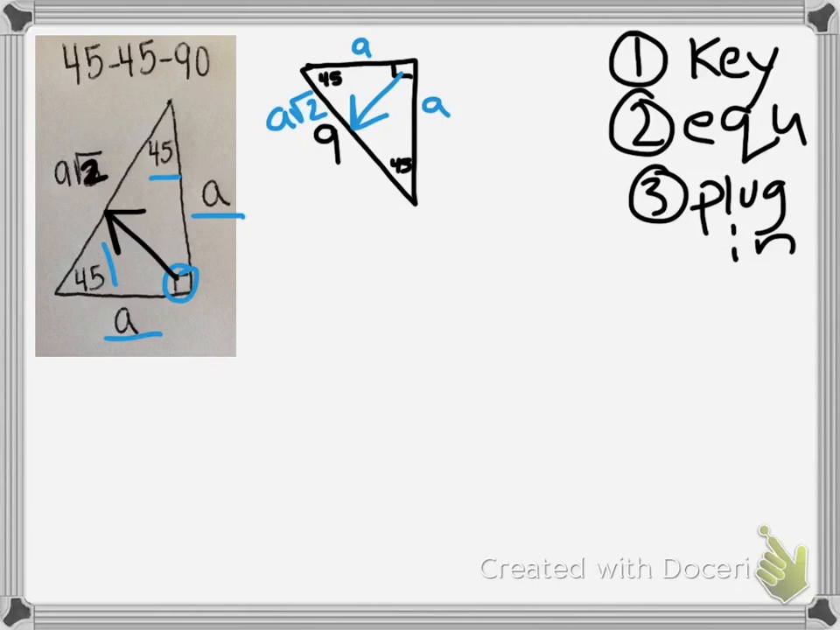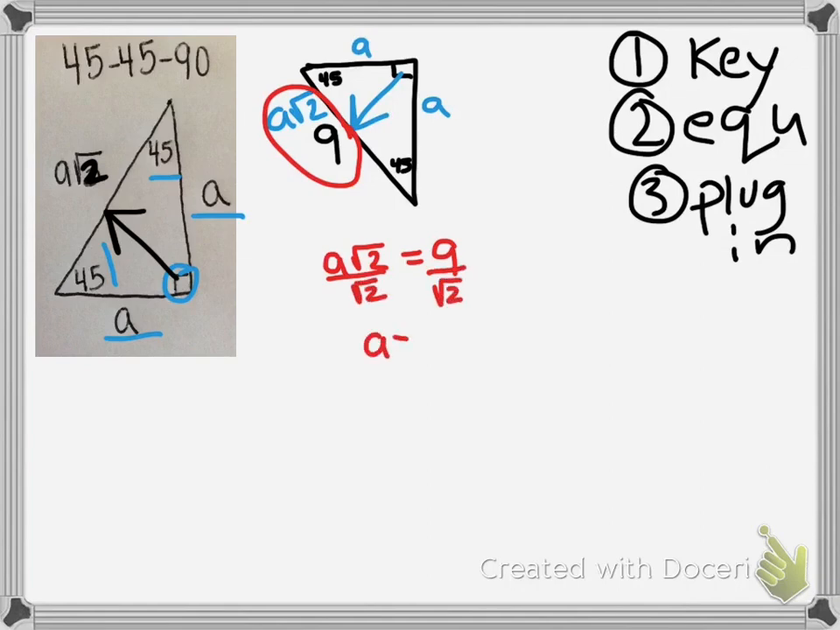So step 1, we put the key on. Step 2, write an equation. So we have to find the side that has two things. That would be this side here. So I'm going to write A root 2 equals 9. And in writing the equation, I also have to solve it. I want A alone, so I'm going to divide by root 2.